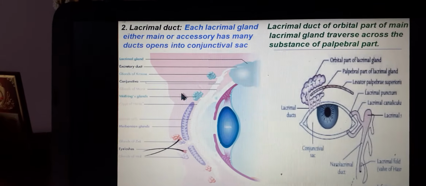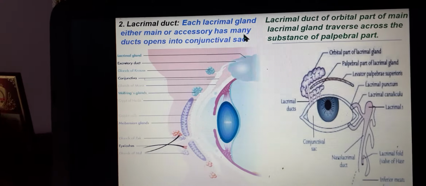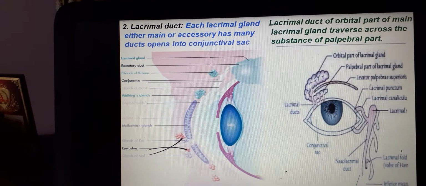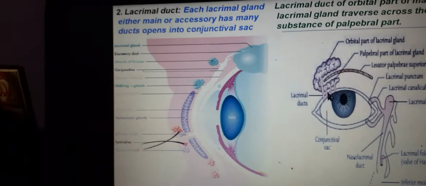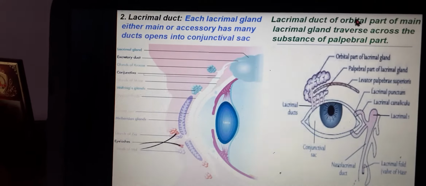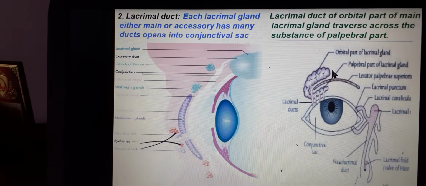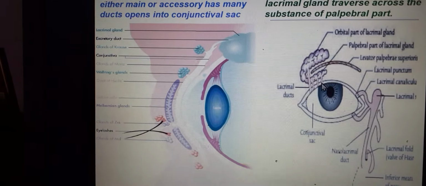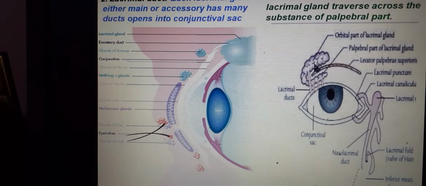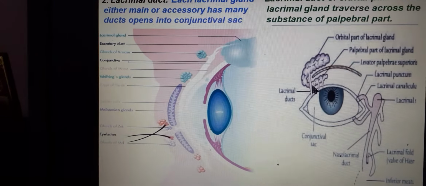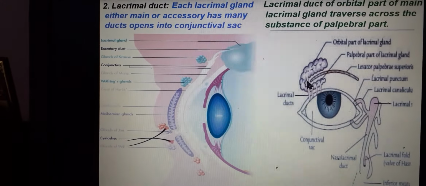Second component is the lacrimal duct. Each lacrimal gland, either main or accessory, has many ducts that open into the conjunctival sac. What we are seeing here, these are the lacrimal ducts. Lacrimal ducts of the orbital part of the main lacrimal gland traverse across the substance of the palpebral part. This opens directly into the conjunctival sac, but the orbital part of the main lacrimal gland traverses the substance of the palpebral part of the main lacrimal gland.